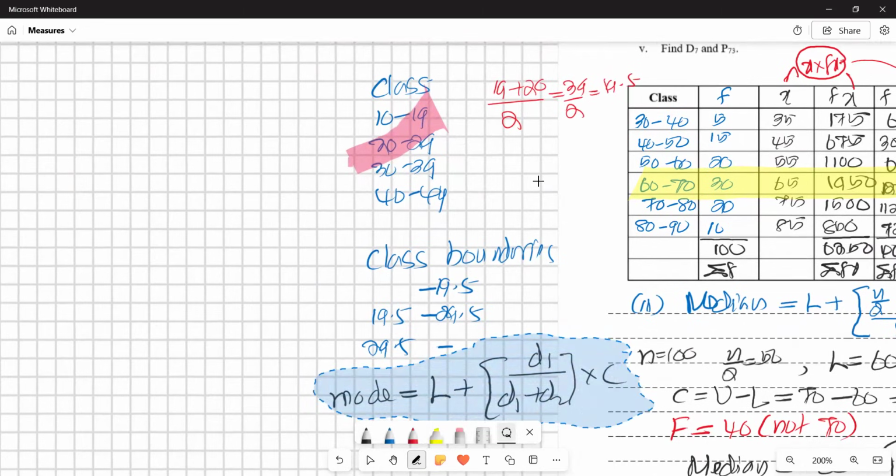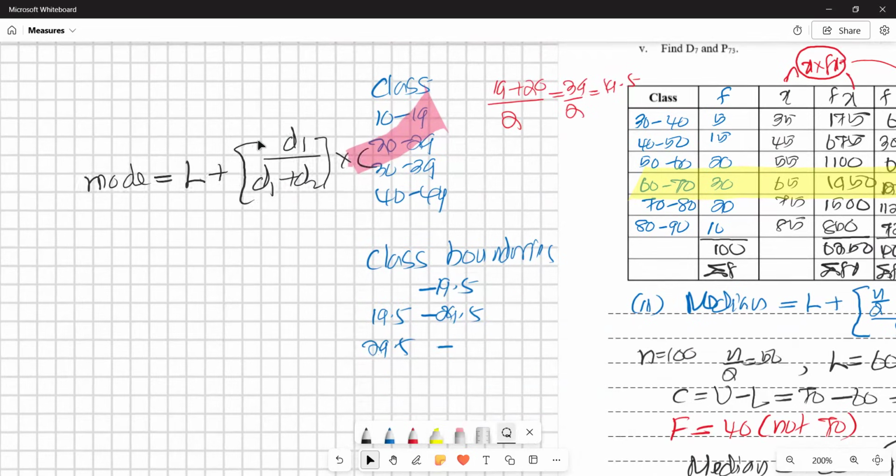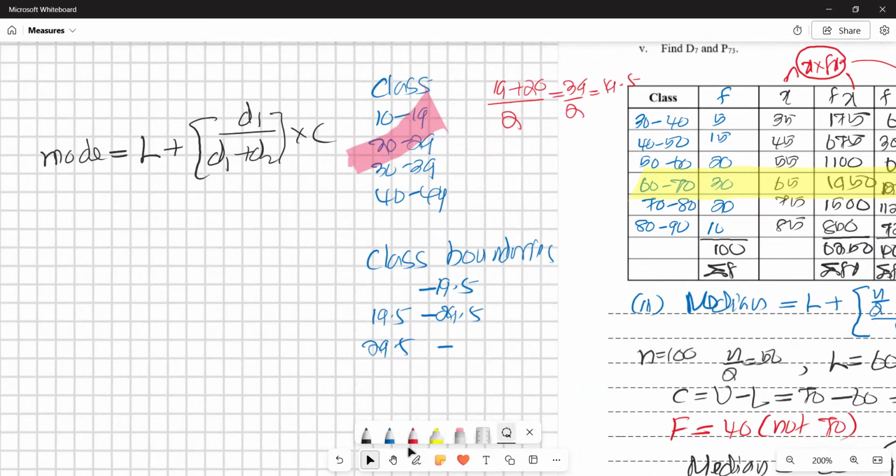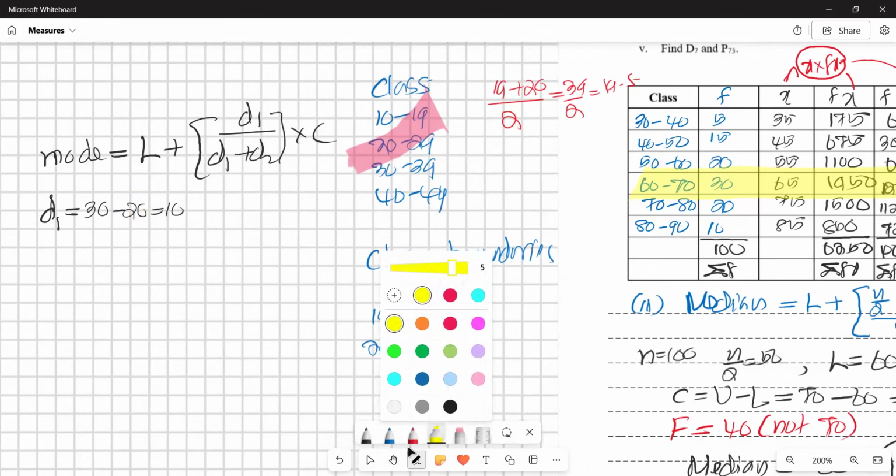This is the formula I am going to use. I put it here with the table. D1 is the modal class frequency 30 minus the preceding class frequency 20. This is 10. This 20 is the value I use here. That is 20.